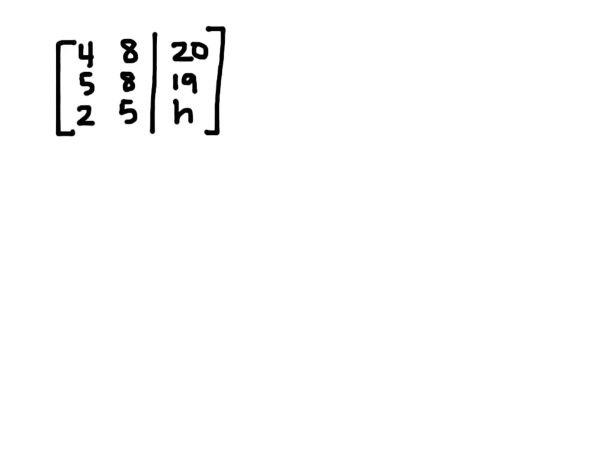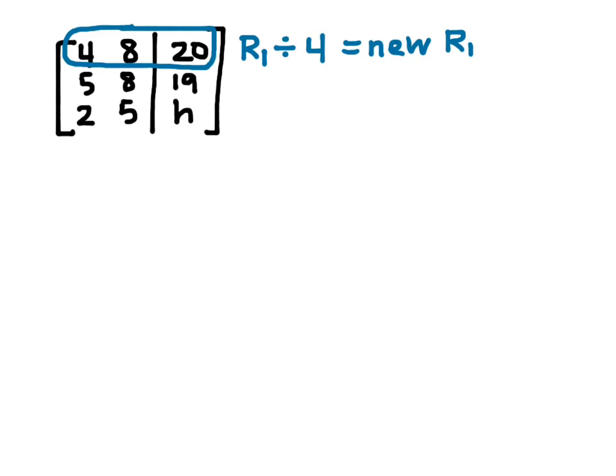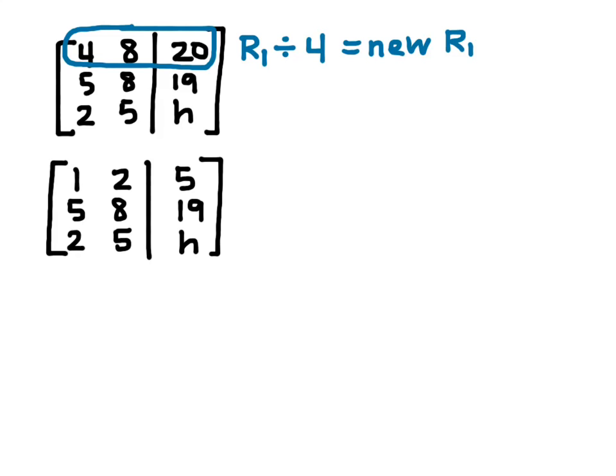We'll start by putting them in an augmented matrix, and we want to row reduce. Now, row 1 is all divisible by 4, so I'm going to start by dividing row 1 by 4 and getting my new row 1 of 1, 2, 5.